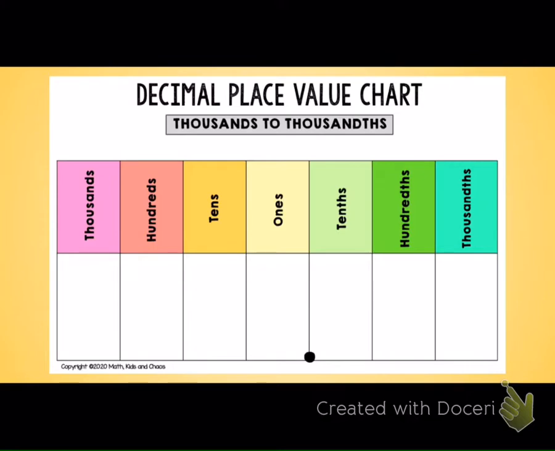All right, so in your notebook, if you'd please take out your notebook, go ahead and put down chapter 5, lesson number 6. Go ahead and write this chart in your notebook, thousands to thousandths. This will be helpful in today's lesson and going forward while we're doing decimals, adding and subtracting in this chapter. Pause the video if you need.